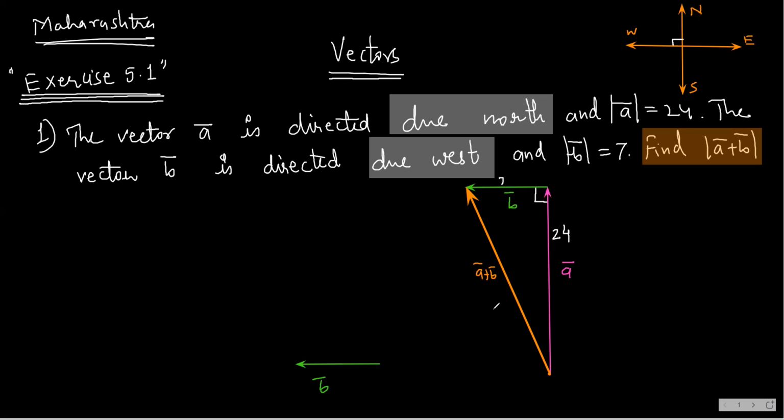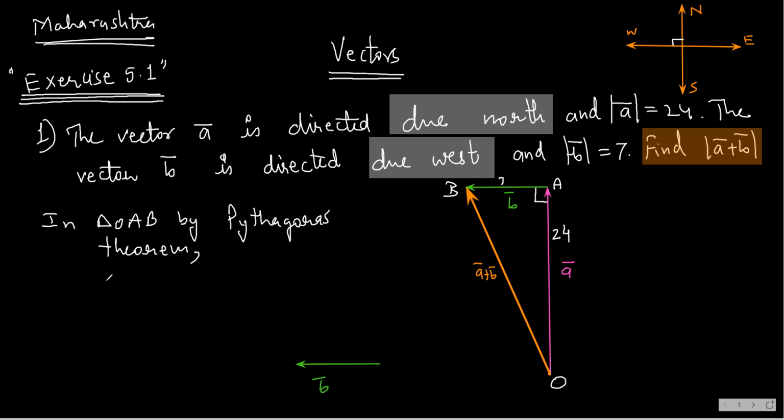Okay. Now I will use the Pythagoras theorem. Let me name these: I will write this as O, this as A, and this as B. So in triangle OAB, by Pythagoras theorem, you will have OB square. You don't have to write OB bar, because if you write OB bar, you'll have to write mod of that. Right now, we are applying the theorem, so we are only taking the length into account. So OB square is AB square plus OA square. So we get AB square is 7 square plus OA square is 24 square.